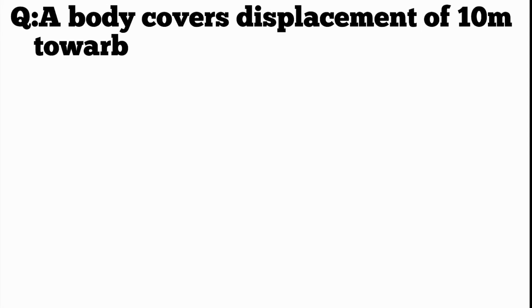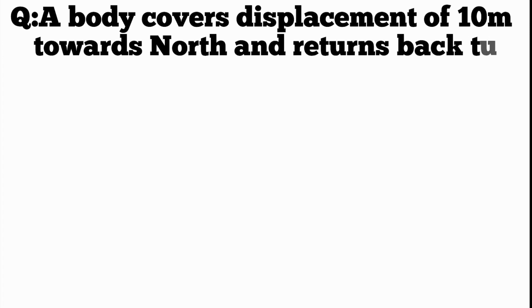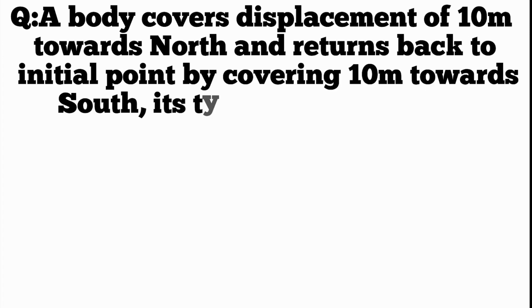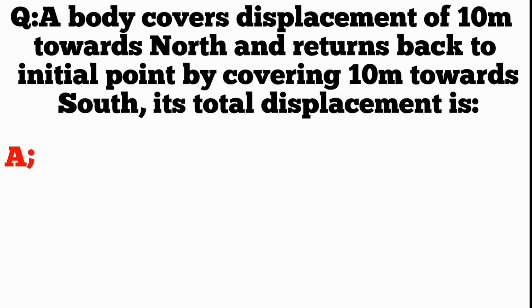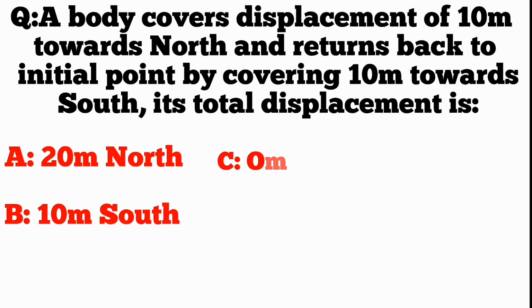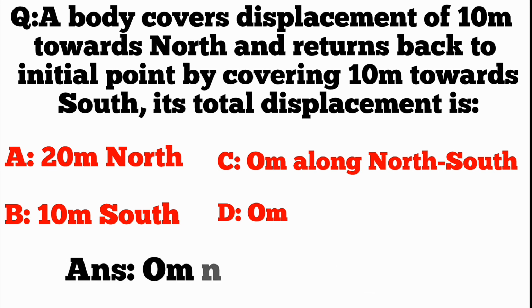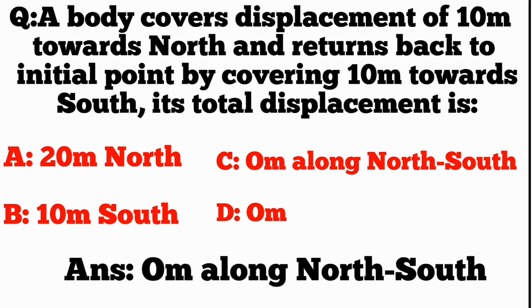Q. A body covers displacement of 10 meters towards north and returns back to initial point by covering 10 meters towards south. Its total displacement is? A. 20 meters north, B. 10 meters south, C. 10 meters along north-south, D. 0 m. Ans. 0 m along north-south.